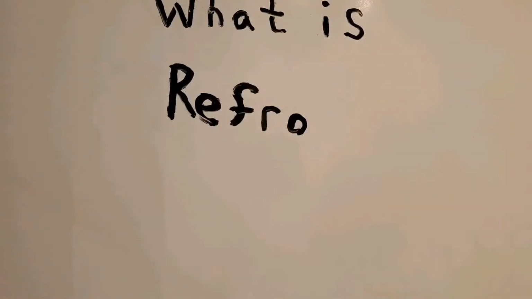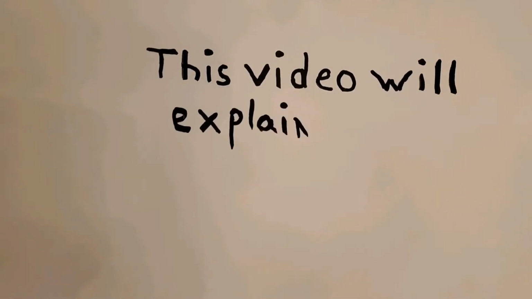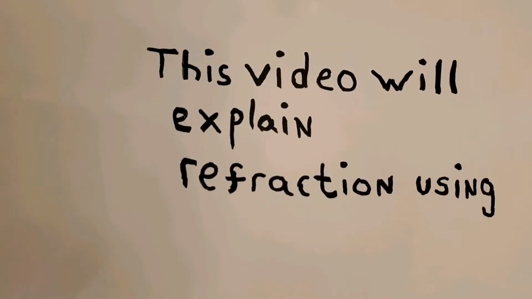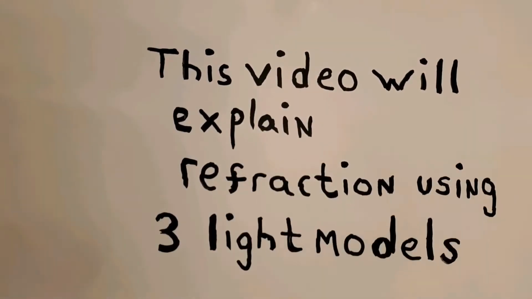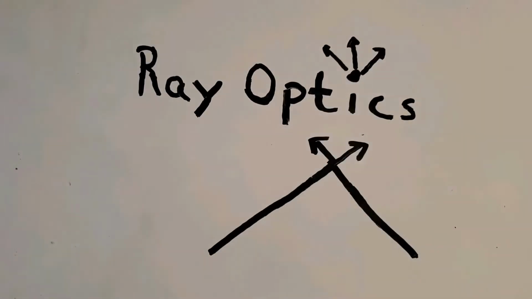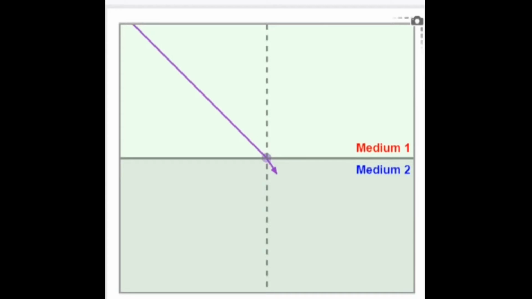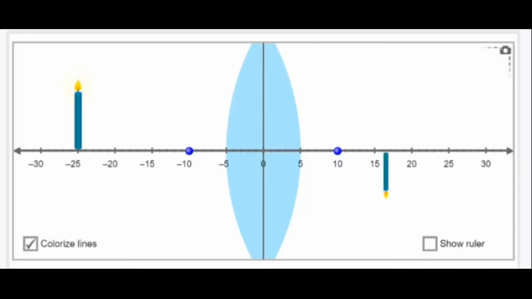What is refraction and why does it happen? This video will explain refraction, or the bending of light, in terms of three different models of light. The ray model shows us that light moves in straight lines and will go through each other unaffected. Light rays also help explain how mirrors and lenses work.